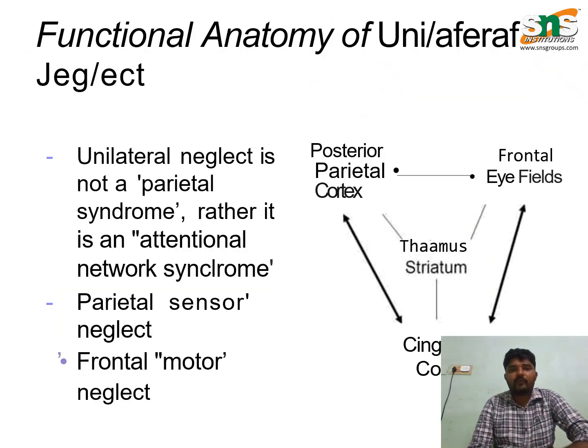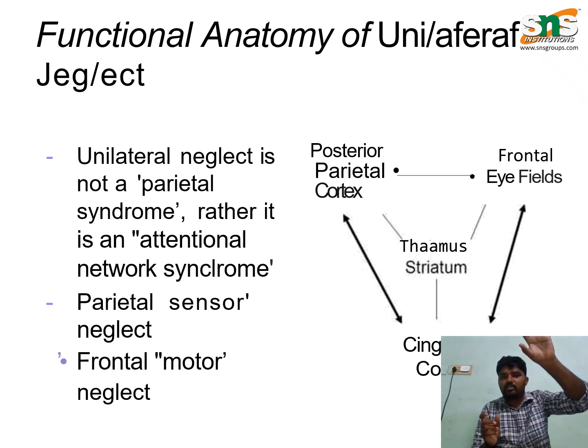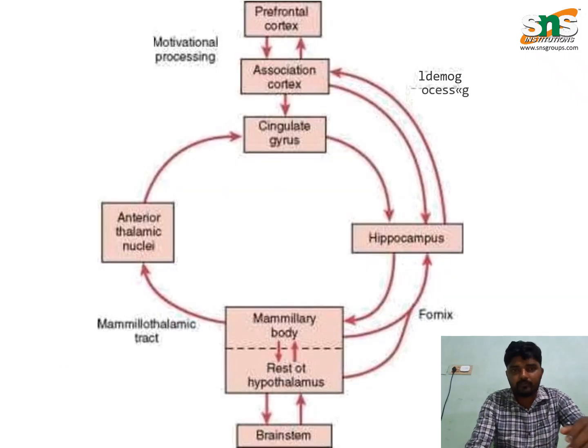Then the functional anatomy of unilateral neglect: unilateral neglect is not a parietal syndrome. Rather, it's an attentional network syndrome, with parietal sensory neglect or frontal motor neglect. The pathway involves the thalamus, striatum, posterior parietal cortex, frontal cortex, and then cingulate cortex. These are the most affected structures in unilateral neglect syndrome.